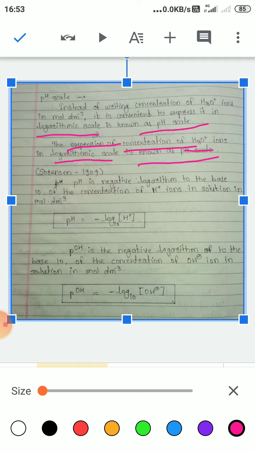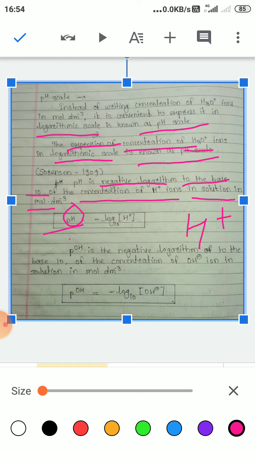The proper definition for pH is: the negative logarithm to the base 10 of the concentration of H+ ions in a solution in mole per decimeter cube is known as the pH of the H+ ion. pH means potence of, and here we have represented hydrogen, therefore it is the potence of H+ ion.